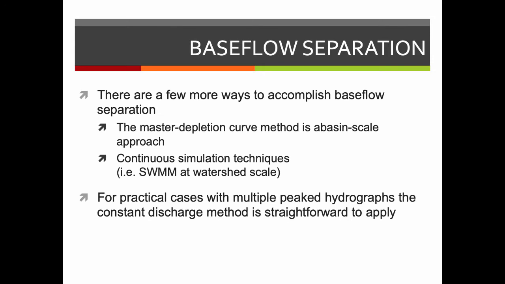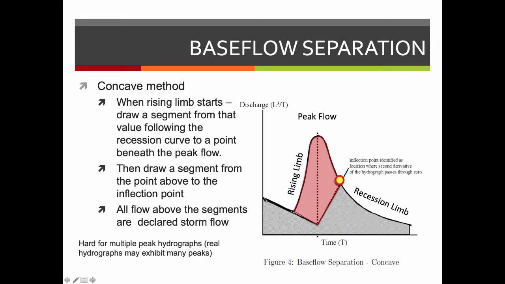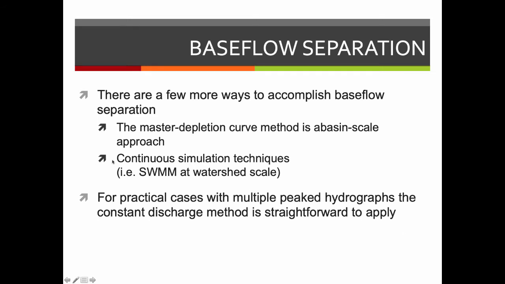There's a couple of other ways to do the base flow separation. The master depletion curve is a basin scale approach, and in that the behavior of this hydrograph in the absence of storm flow is studied, and a decaying exponential model is usually applied at the basin scale. And so from the beginning of a water year, we know what the base flow would be in the absence of storms, and we use that as the base flow signal to separate for doing the analysis. It's not that easy an approach.